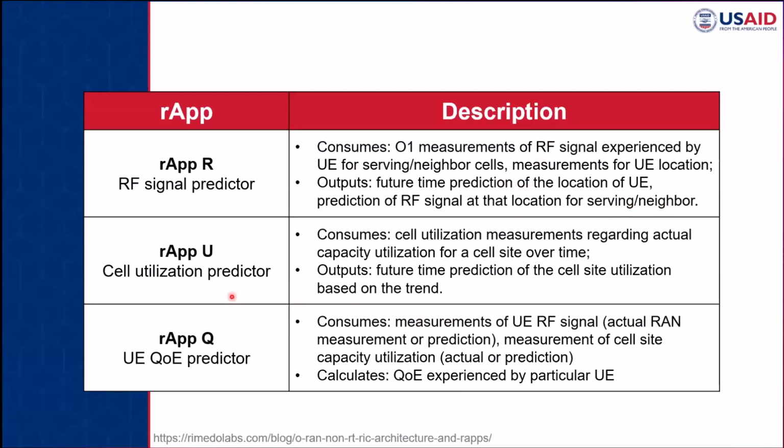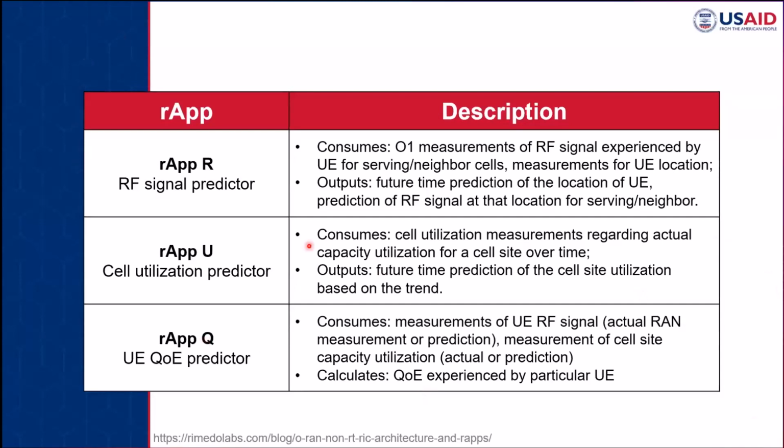And then we have this rApp, the cell utilization predictor. Cell utilization measurements regarding actual capacity, future time prediction for cell site utilization based on the trend. And the QoE, the quality of experience predictor: measurements of the UE RF signal, actual RAN measurement prediction, measurement of cell site capacity utilization, and it calculates the QoE experienced by a particular UE.